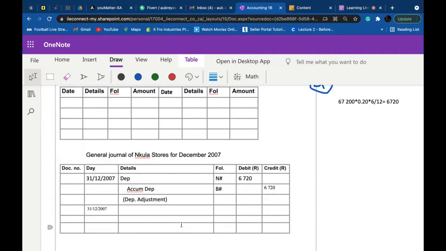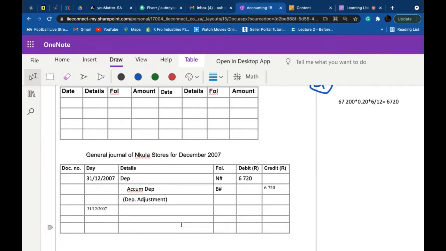So remember, sales returns gets closed off to your sales. Sales gets closed off to the trading account. Cost of sales gets closed off to the trading account. Then all the other income and expenses get closed off to your profit and loss. Okay. So depreciation would then also get closed off to your profit and loss account.